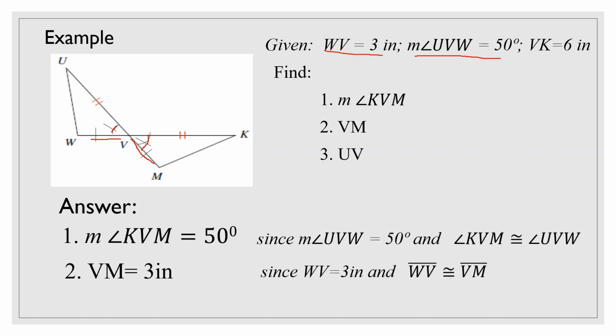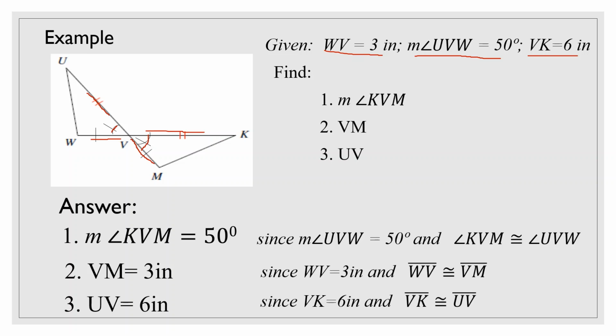And for number 3, in the figure, UV, ito yon, is congruent to VK. Ito yung VK natin. Since in the given, VK is 6 inches, the answer is UV is now equal to 6 inches, since VK is 6 inches and VK is congruent to UV.